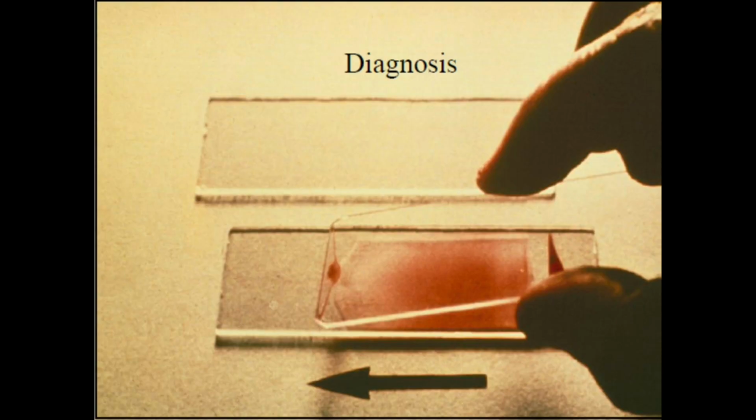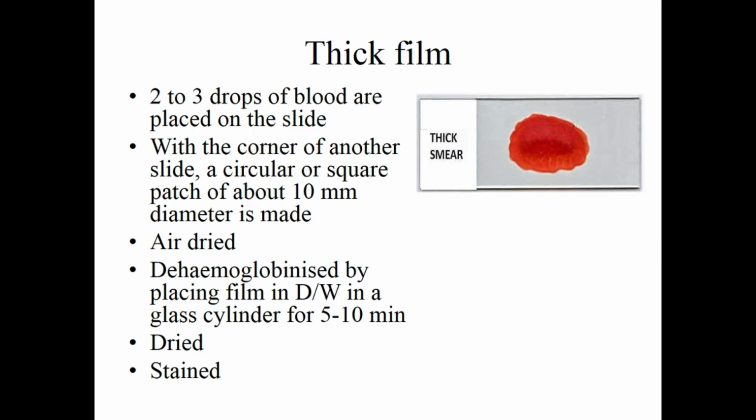Okay, this is how you prepare. This is when using another glass slide as a spreader. Okay, that blood smear is prepared. Whereas a thick film is prepared by taking 2 to 3 drops of blood. Okay, they are placed on the slide, and with one corner of another slide, a circular or square patch of about 10 millimeters or 1 centimeter is made. Okay, this is it, right?